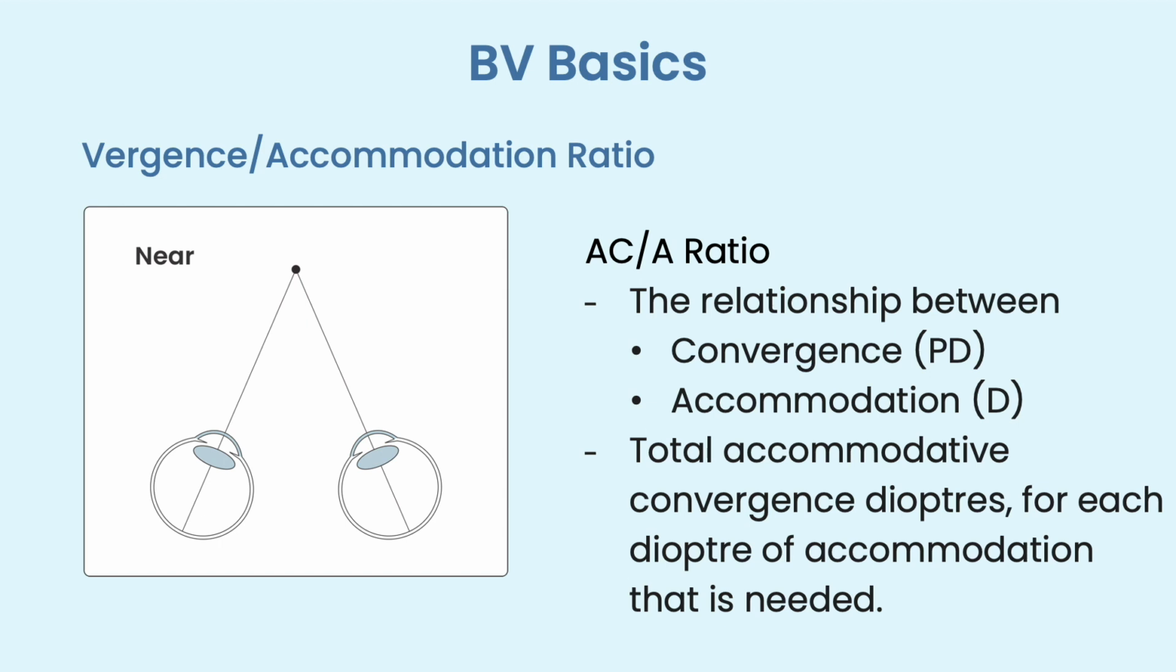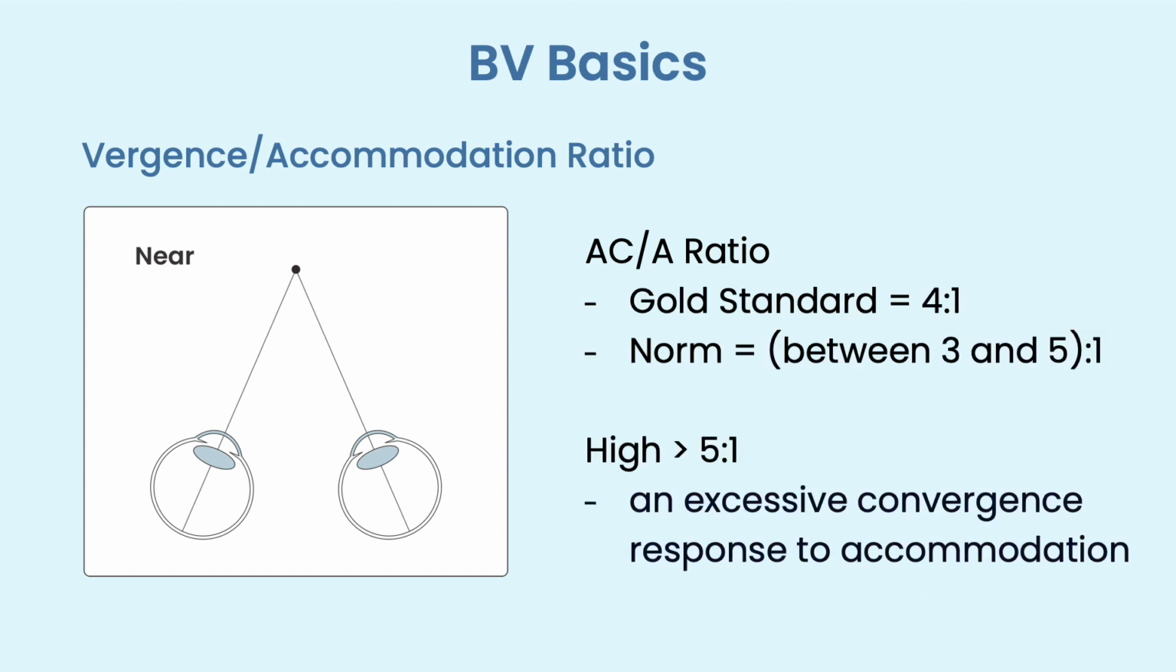If we want to determine if the convergence and accommodative systems are working well together, we can look at the ACA ratio. Here we measure the total amount of convergence in diopters induced for every diopter of accommodation that is needed. The closer the object we look at, the more our eyes have to accommodate and converge, and these two systems need to be in a specific balance at all distances for us to maintain single, clear, and comfortable vision.